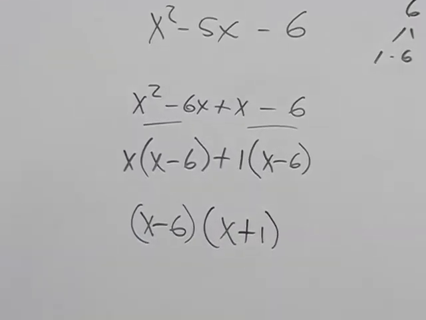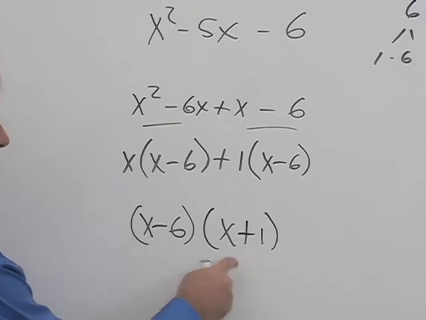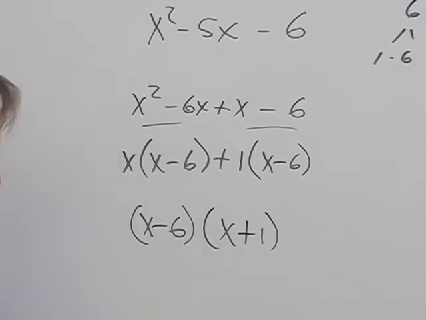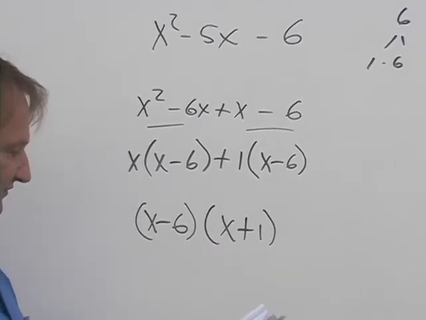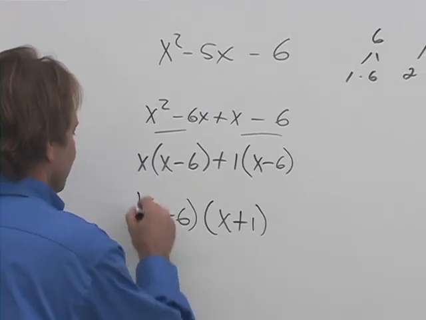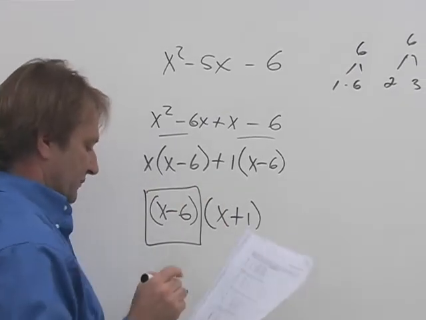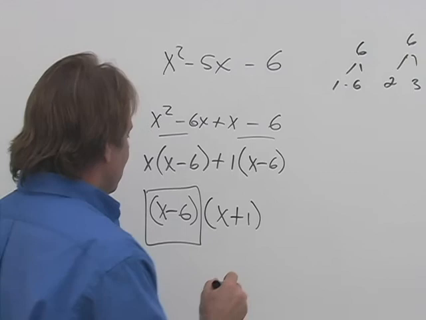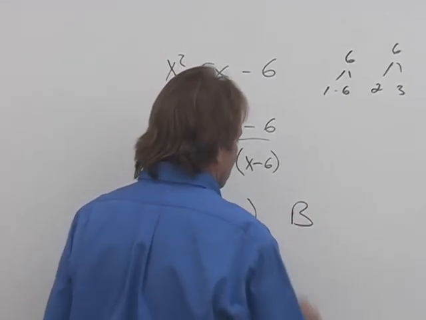So let's see if either one of these factors are on our list of possibilities. And the x minus 6 is there. So we would choose x minus 6 from our list of possible answers. And that is B.